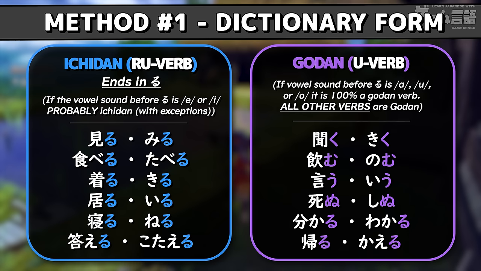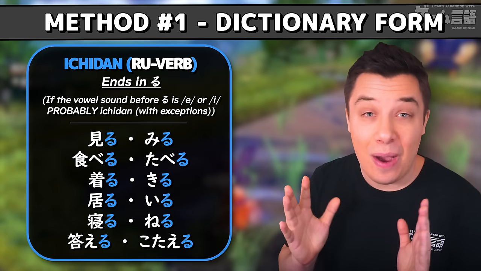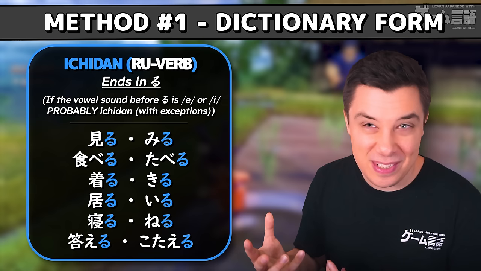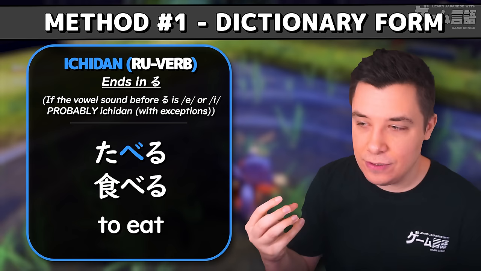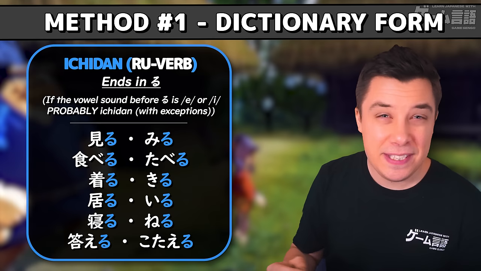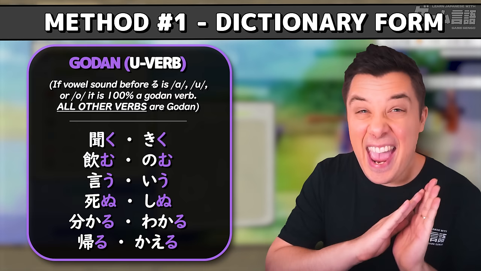Miru, taberu, kiku, nomu. And so using this dictionary method, all ichidan verbs end in a ru. However, not all verbs that end in a ru are ichidan. Some are actually godan. So if the vowel sound that comes before ru is an e, like ta-be-ru, the be is an e sound, or an i sound, like mi-ru, the mi, the i sound. If it's an e or an i sound before the ru, then it's probably an ichidan. Probably meaning there are some exceptions. Everything else, every other verb, is a godan.